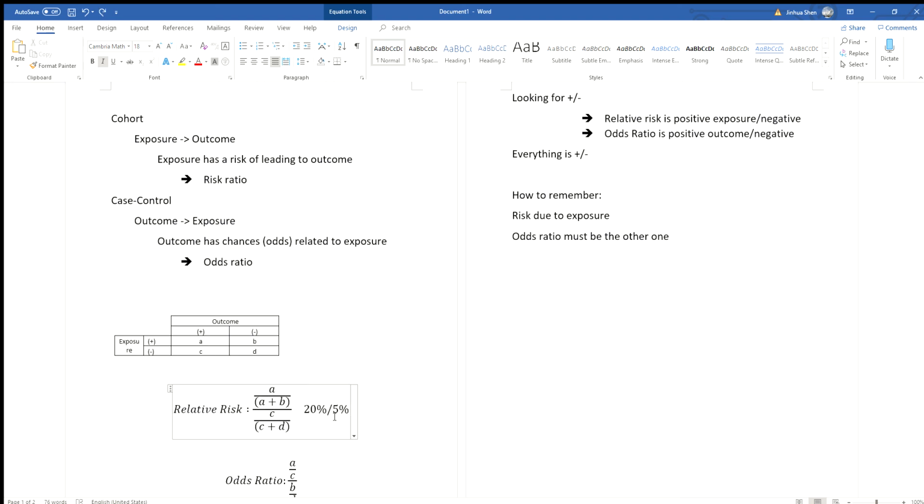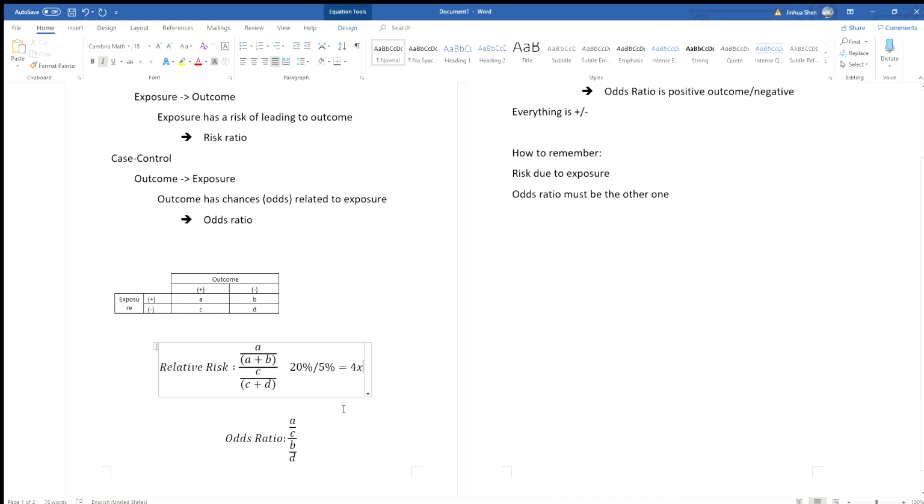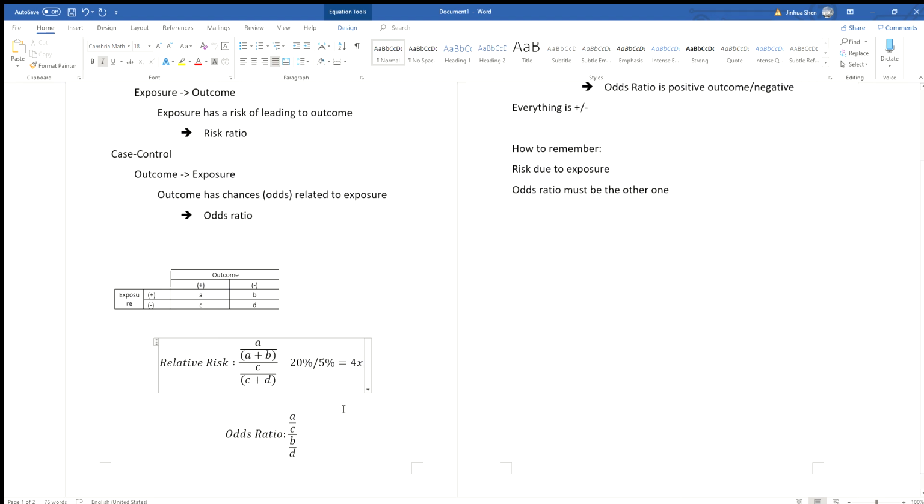And then you would end up with being 4 times more likely to get cancer from smoking versus non-smoking. But the very, very basic idea is that you're looking at the risk of something, and the risk is related to exposure. You remember this, and everything will be a lot easier.